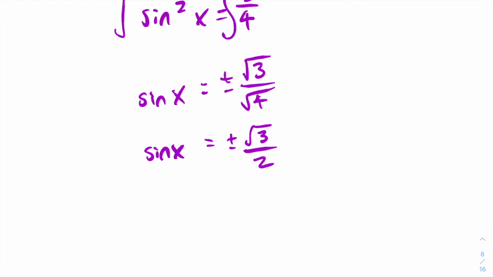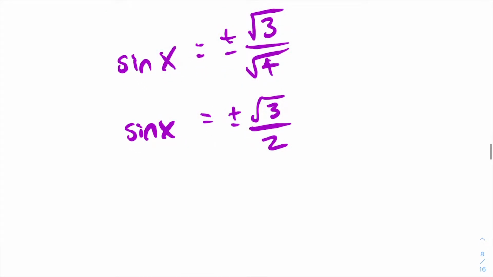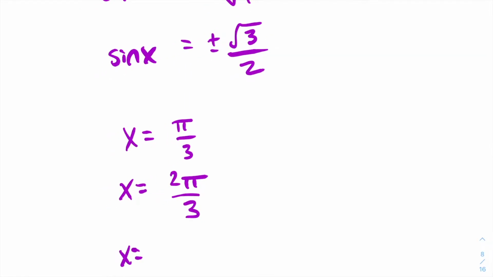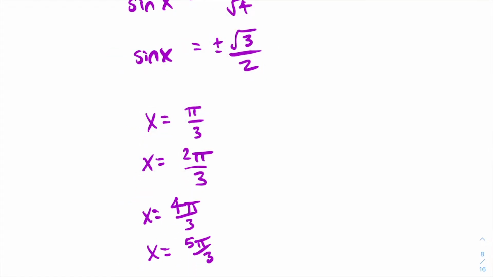Sine is typically tied to the y values on the unit circle, so I think that's going to be at pi over 3. So one of your answers will be pi over 3. I guess there would also be 2 pi over 3. Those would be both of the positives. And then you'd also have 4 pi over 3 and then 5 pi over 3. Now, if I asked you for the 4 answers between 0 and 2 pi, that would be all 4 of them right there.